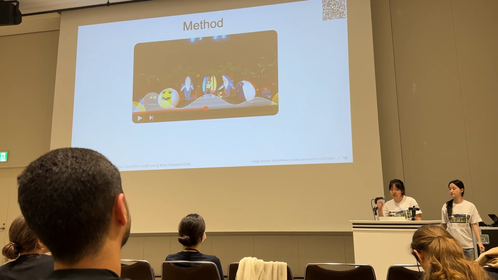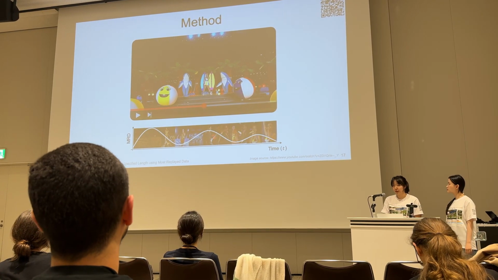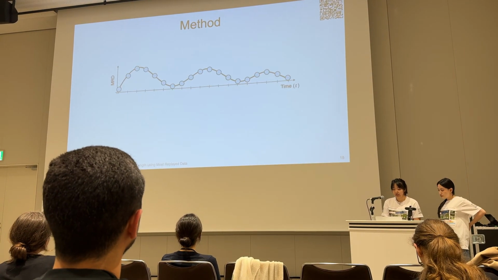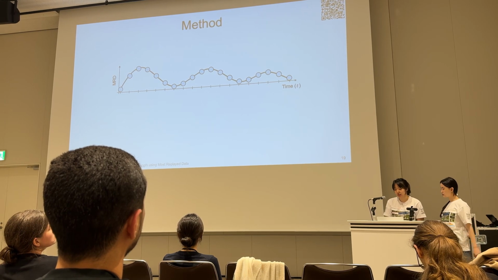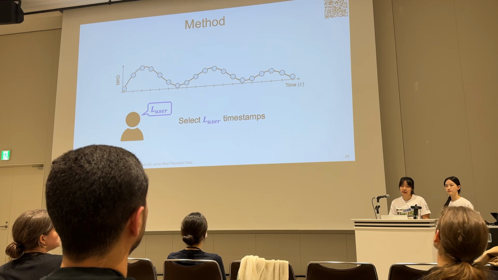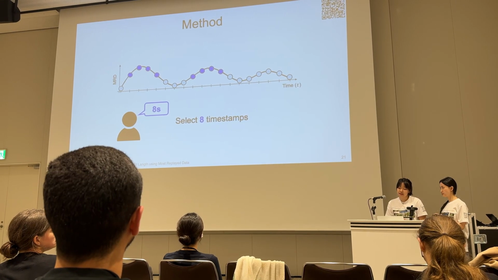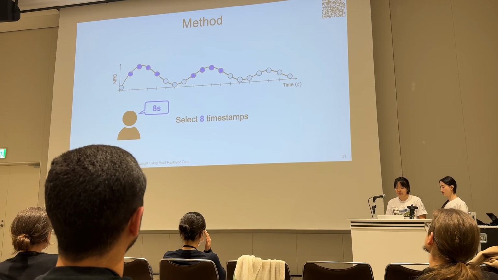Our method is straightforward and intuitive. First, we obtain the MRD graph from the YouTube video player interface. It is sampled at 1-second intervals, and we select timestamps matching the user-specified highlight length. For instance, if the user-specified length is 8 seconds, we select 8 timestamps.